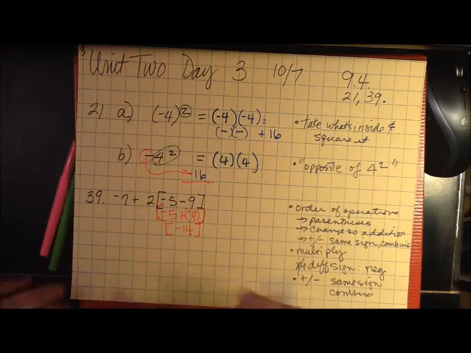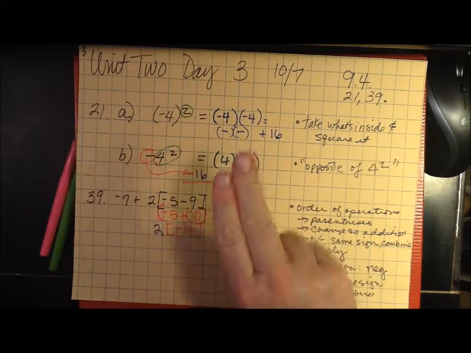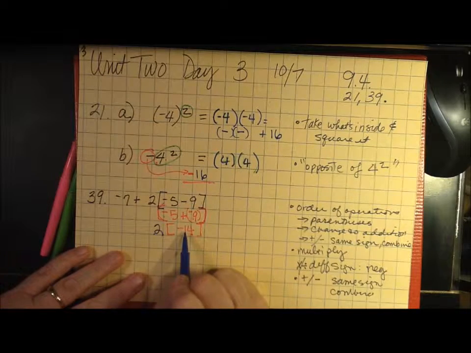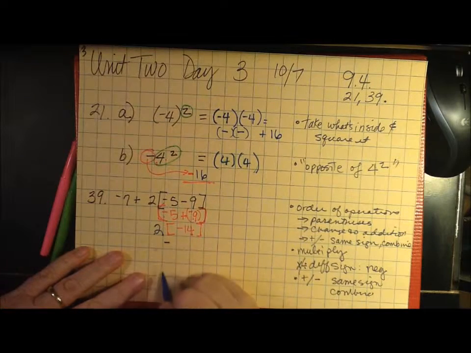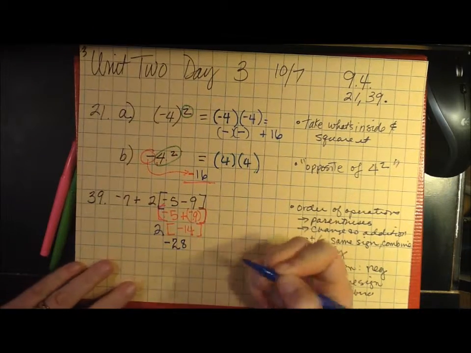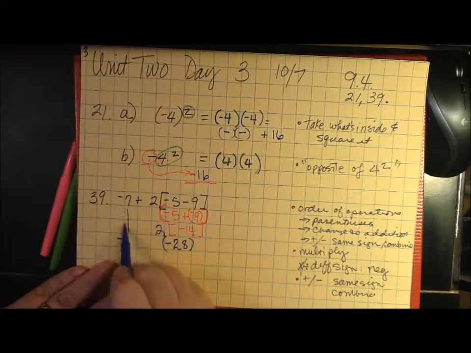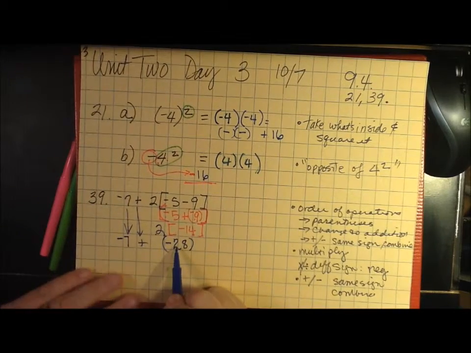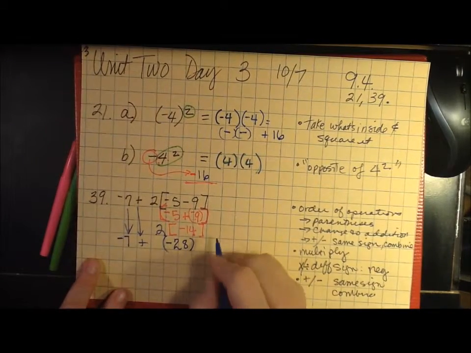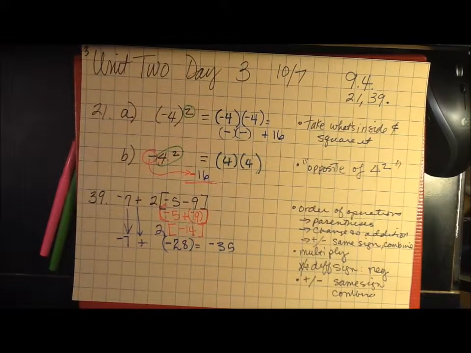Now I'm going to look at this, and right outside the brackets I have a 2. And remember, if there's no sign between it, you're multiplying. So 2 times -14, that's a positive times a negative, so my answer will be negative. 2 times 14 is 28. And then I'm just going to bring this down. -7 plus -28. Same signs, just combine. 28 plus 7 is 35. They're both negative, so my answer is -35.